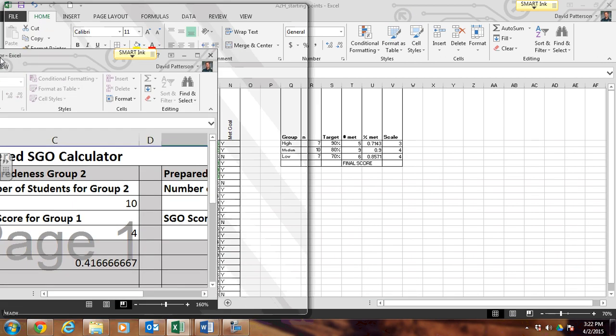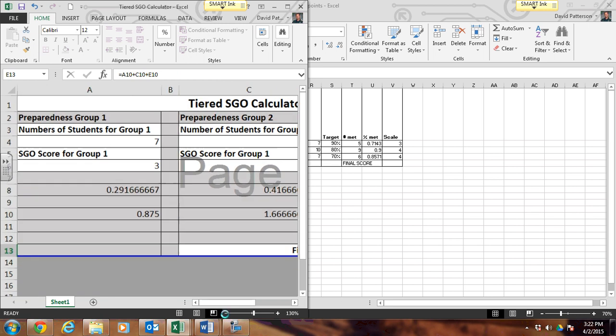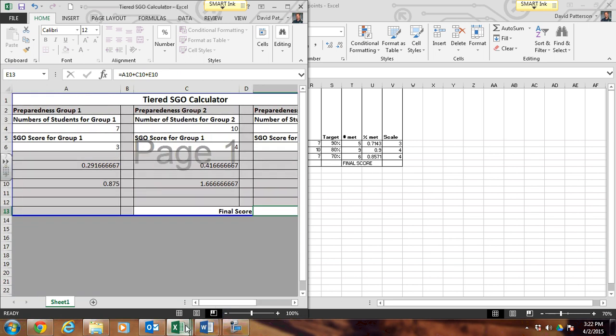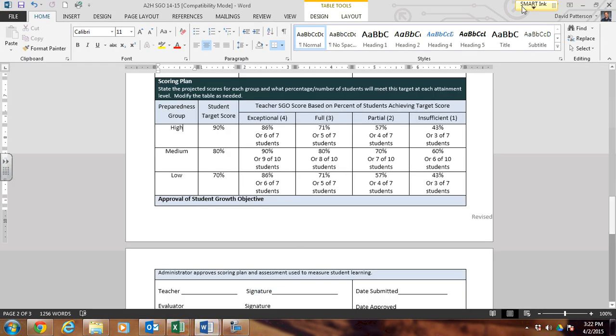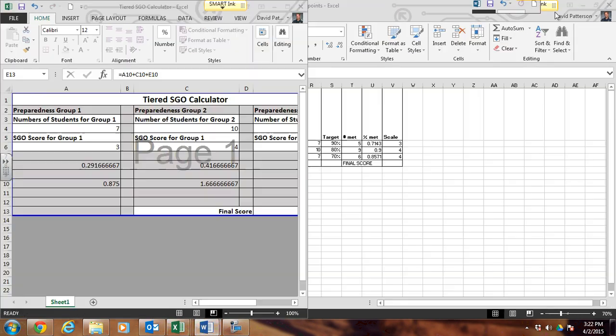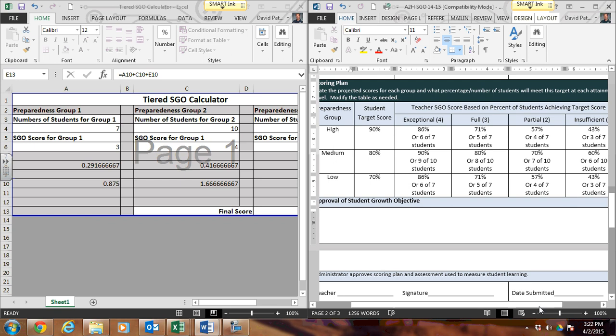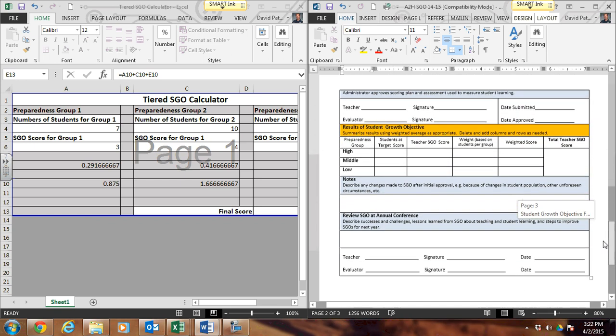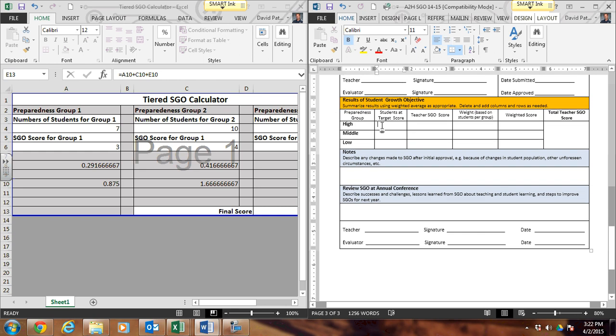So I can take this and make it a little bit smaller so I can split screen. Okay, and I pull up my SGO document, and I want to drag that over so I can see here. If I scroll down, okay, filling out the rest of this document, students at target score. Well, I had 5 in the high group, I had 9 in the middle, and I had 6 in the low.